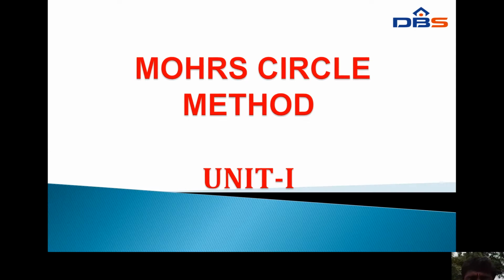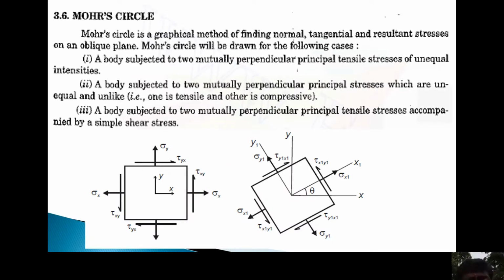Unit number 1, Mohr circle. The Mohr circle is a graphical method of finding normal, tangential and resultant stresses on an oblique plane. Mohr circle will be drawn for the following cases, as shown in the figures. Normal stresses, tangential stresses and resultant stresses are calculated by using the Mohr circle method.